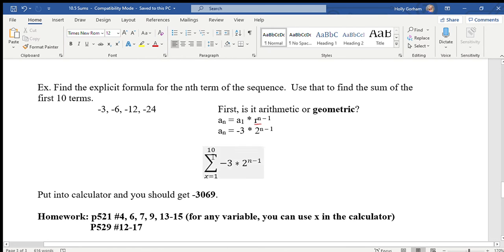For the sum, we want to start at 1 and go to 10 because it's the first 10 terms. You plug this into your calculator using the methods we talked about above, and either way you should get -3,069.